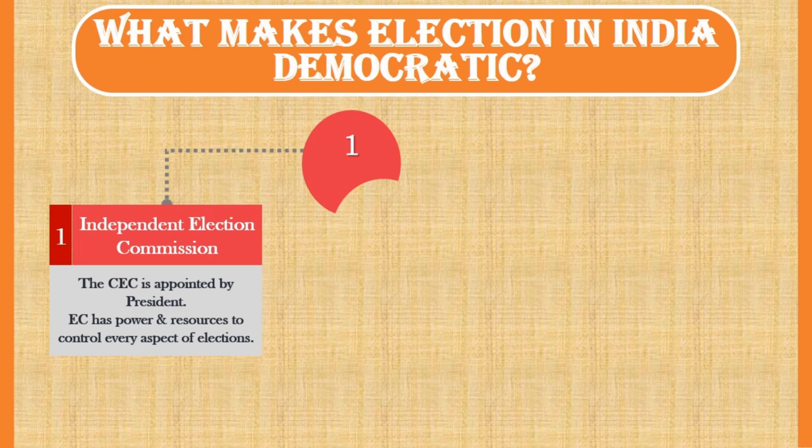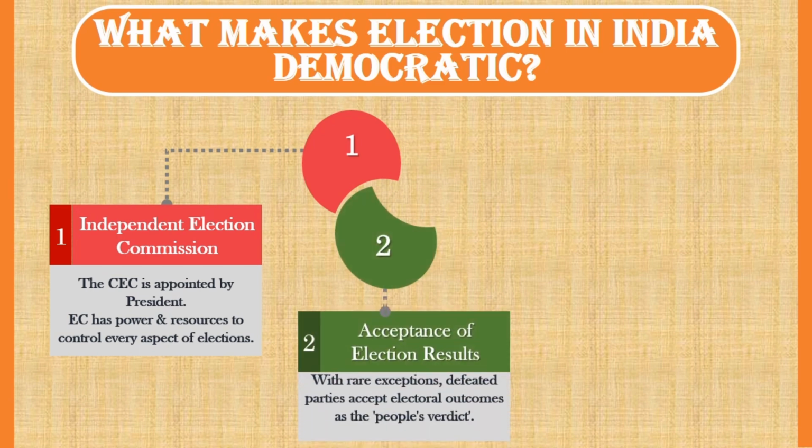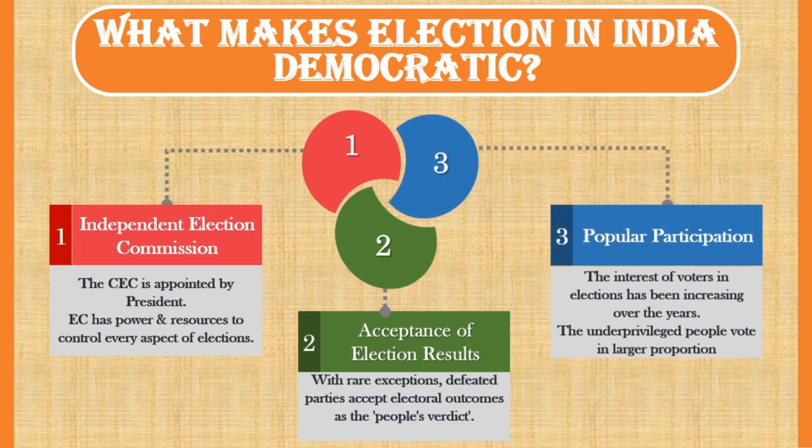the Election Commission. The next factor is the acceptance of election results. In India, with few exceptions, defeated parties always accept the outcome of the election results. The third factor is popular participation. In India, voter interest in elections has been increasing over the years. The underprivileged people vote in larger proportion. These three factors make sure that Indian elections are regular, free and fair, and hence are considered democratic.